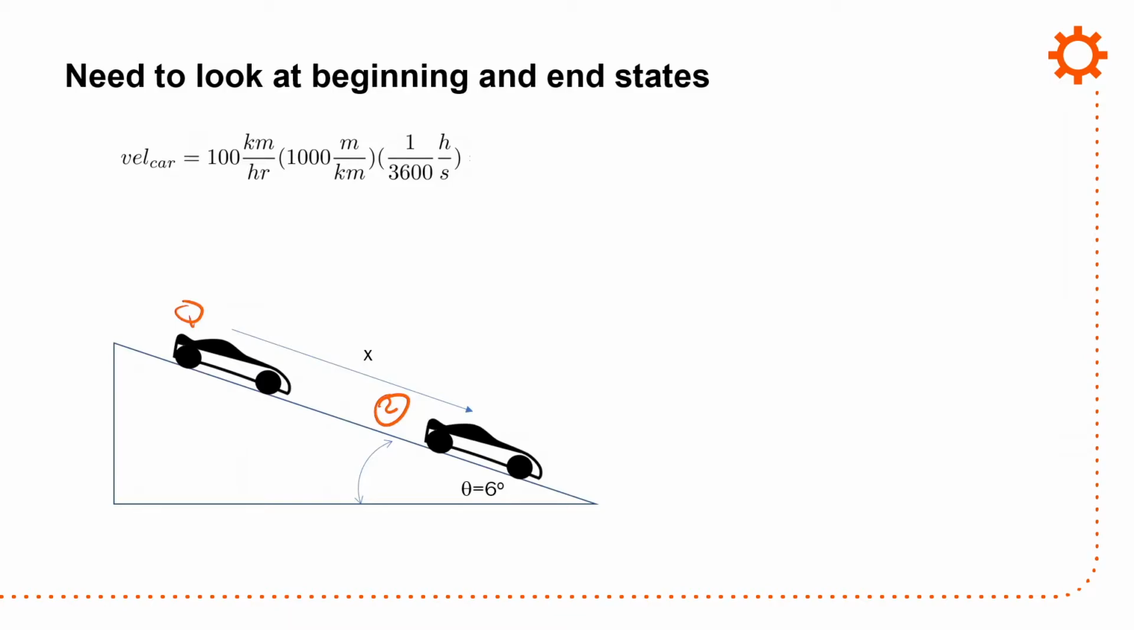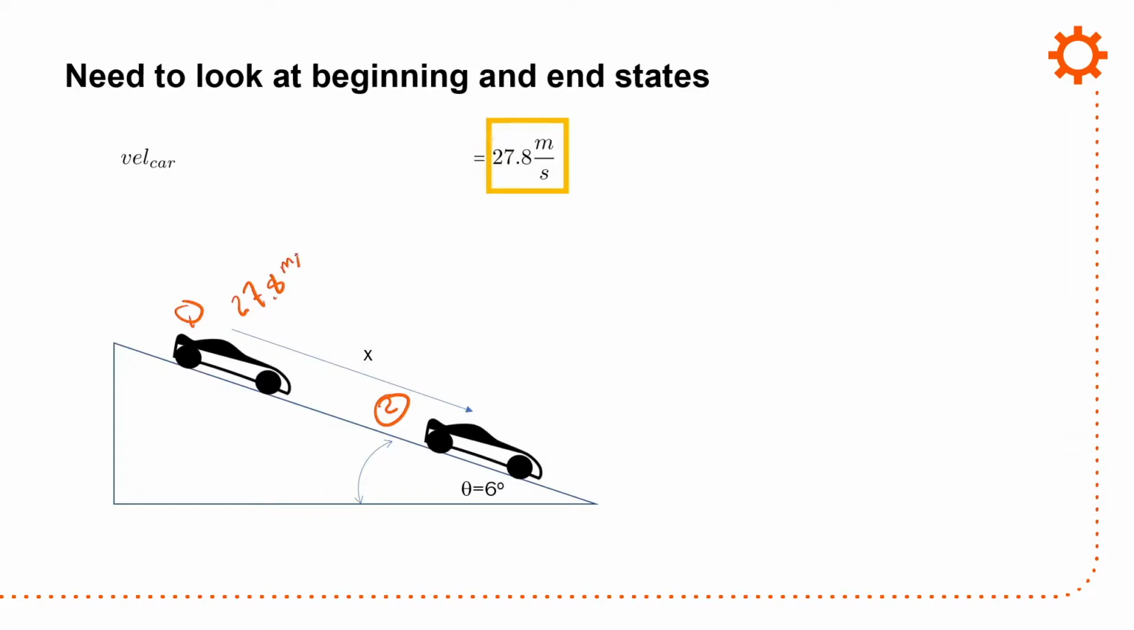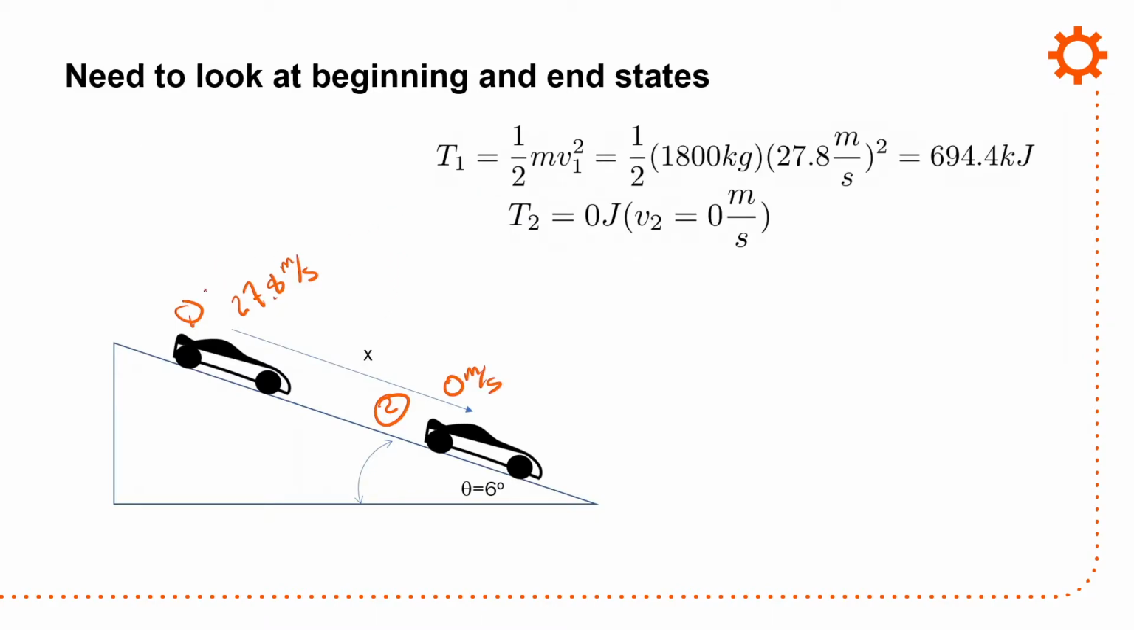And of course, at this point, you've done this so much, but we need to convert the 100 kilometers an hour into meters per second. So if you do that, you end up with a velocity of the car, which is 27.8 meters per second at position 1. And at position 2, you have 0 meters per second. So T1, kinetic energy at position 1, is 1/2 m v1 squared, 1/2 times 1,800 kilograms times 27.8 meters per second squared, or 694.4 kilojoules. At position 2, that's 0 meters per second, and that's 0 joules.